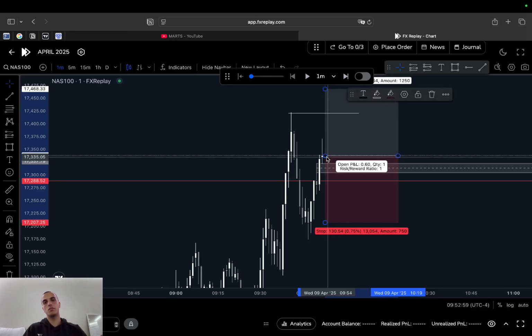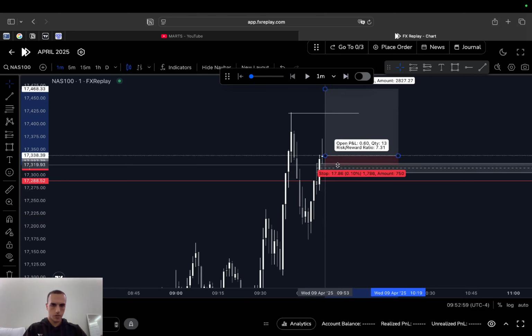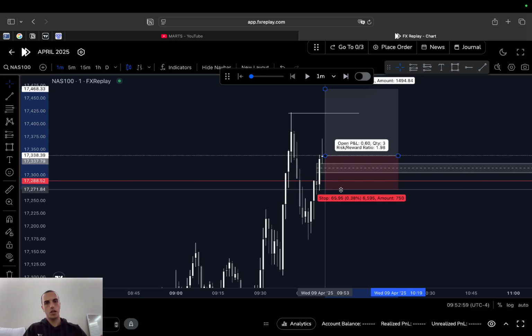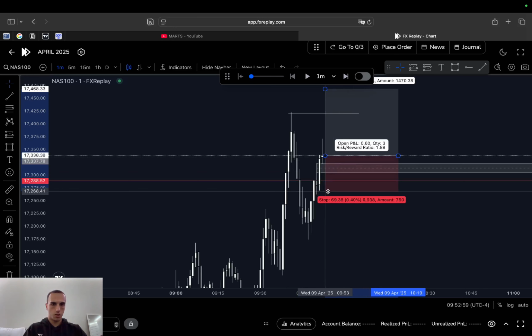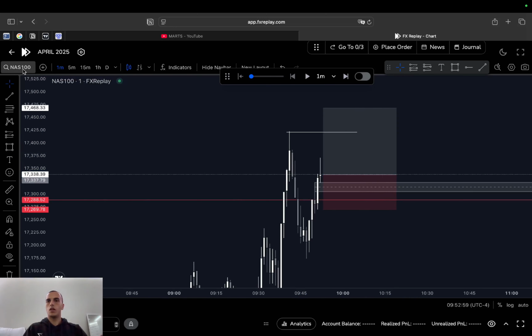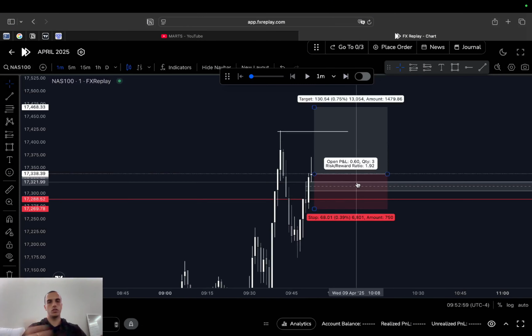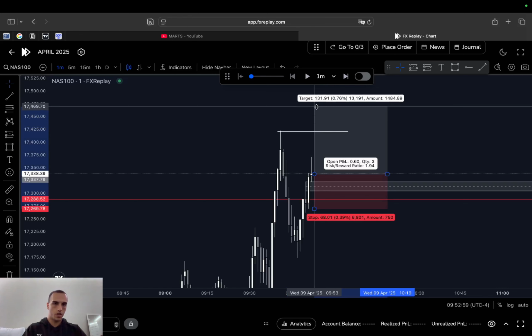But for 10 points difference, does it matter? Depends. But for example, for now, we'll just enter straight up like that. Stop loss underneath this. And we are on, what's it called? Not the futures NASDAQ, so the points are different, but it doesn't matter, same thing.